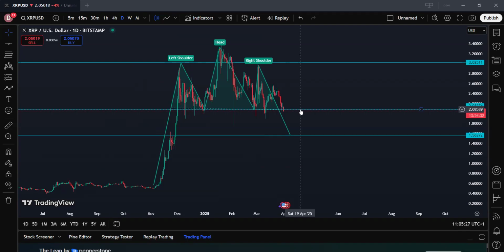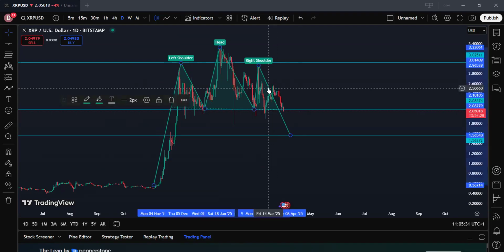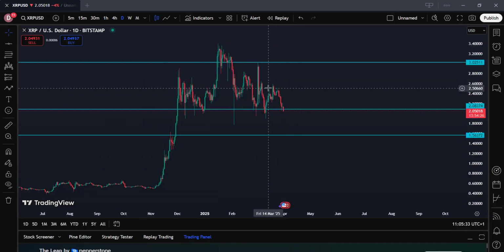So yeah, that's just my take on how things are looking in the markets. I hope this was insightful for anybody looking forward to weekend trading.